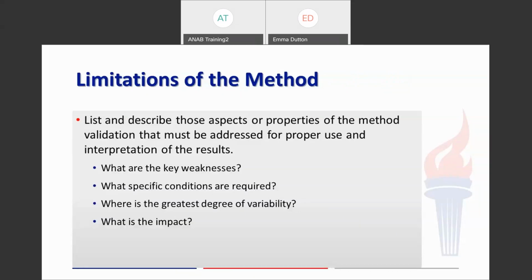List and describe those aspects or properties of the method validation that must be addressed for proper use and interpretation of the results. And don't forget about that interpretation of the results, because we need consistency in that interpretation as well. What are the key weaknesses of the method? What are the specific conditions that are required for performing that method? And where is the greatest degree of variability? And then what is the impact? What's that impact going to be overall?